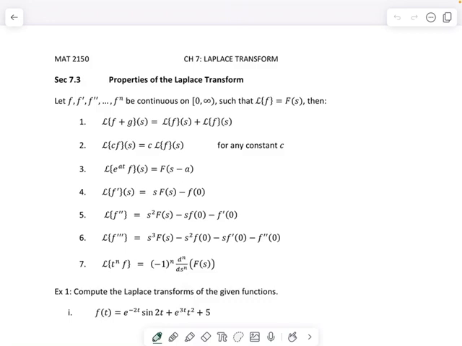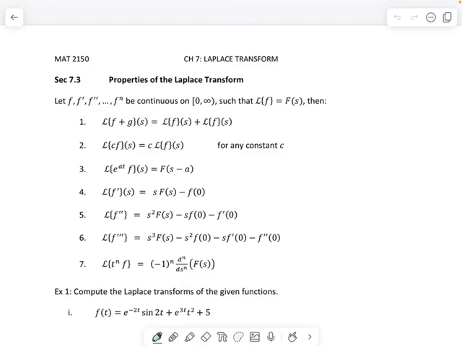So let f be a function where f prime, f double prime, and so on represent the derivatives of the f function, and let all of these be continuous on the interval 0 to infinity, because remember that is the interval we need the function to be continuous on for finding the Laplace transform. And we denote the Laplace transform of f by uppercase F of s.